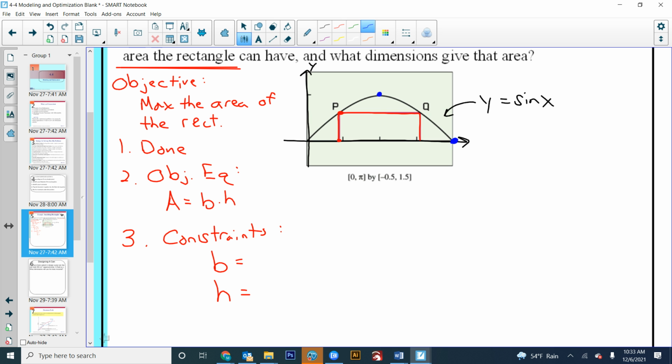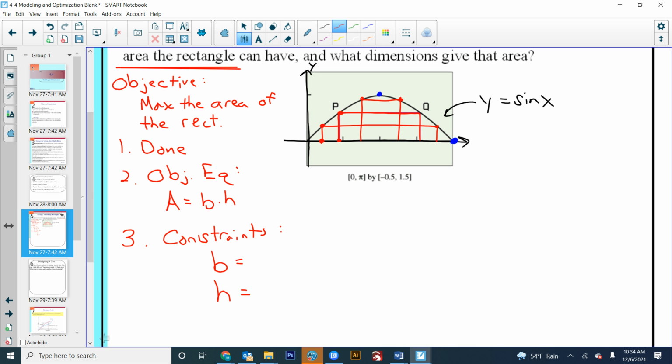But do you agree the largest area could come from a rectangle where P and Q are there? We're trying to find out what the optimal placement is for P and Q, and therefore to maximize the area. So your next hint, P and Q stay the same height.